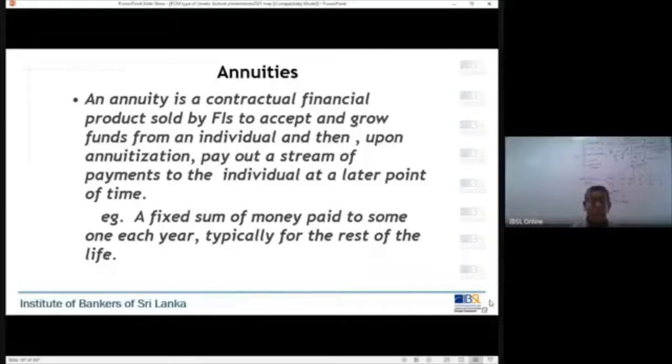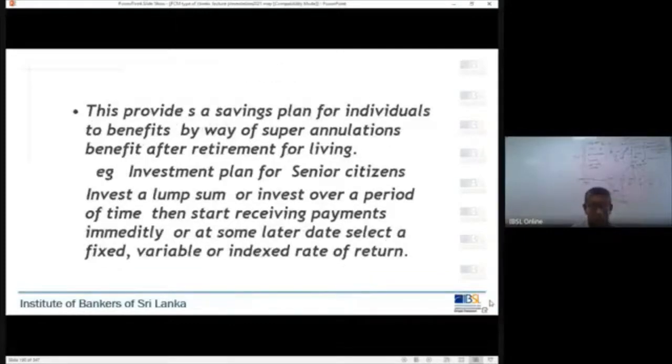Annuity is a contractual financial product sold by a financial institution, drawing a fund from an individual. Upon annuitization, it pays out a stream of payments to the individual at a later point in time. Right? I think you understood the concept. So this provides a savings plan for an individual to benefit by way of superannuation, right? It is called the investment plan for senior citizens.